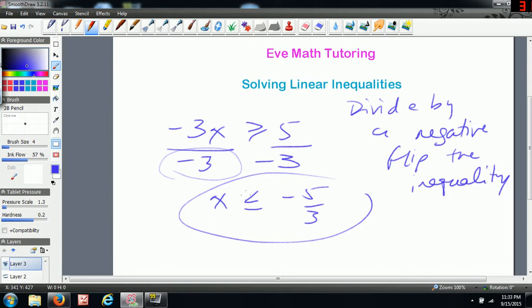Like I said, normally if you try to keep the variable positive, you won't have to worry about dividing by negatives. But again, sometimes you solve it in a way where you end up with a negative variable. Then when you're dividing by a negative, just remember to flip the inequality. Okay, so that is solving linear inequalities.